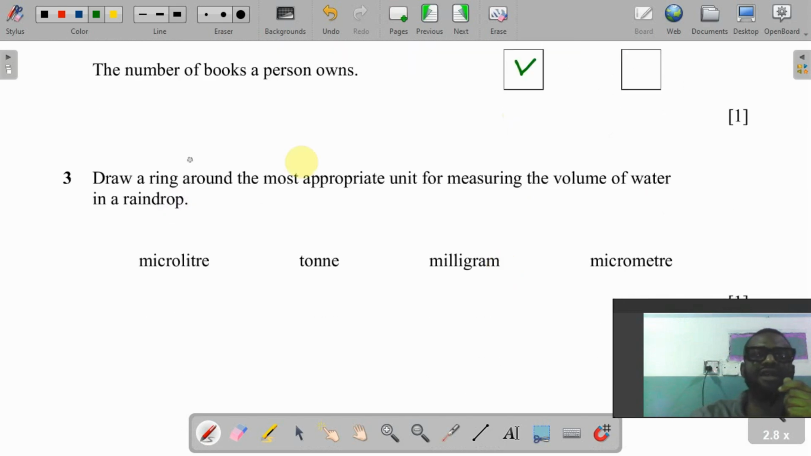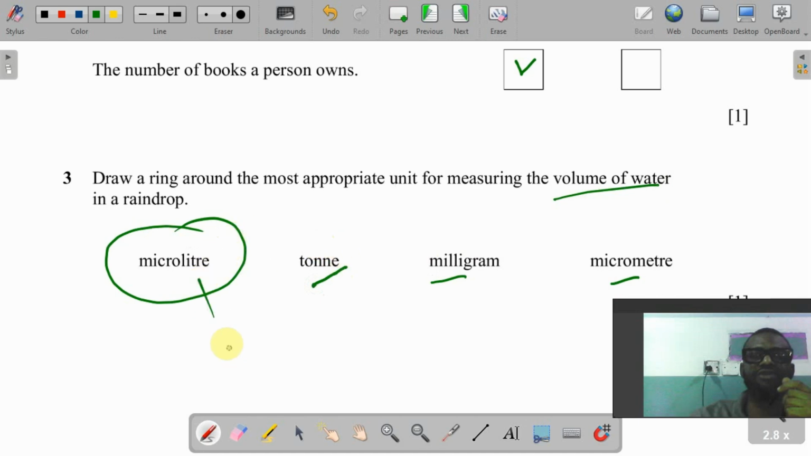Draw a ring around the most appropriate unit for measuring the volume of water. Water is in liters. This is mass, this is length, this is mass also, but this is liters. So liters has to do with volume.